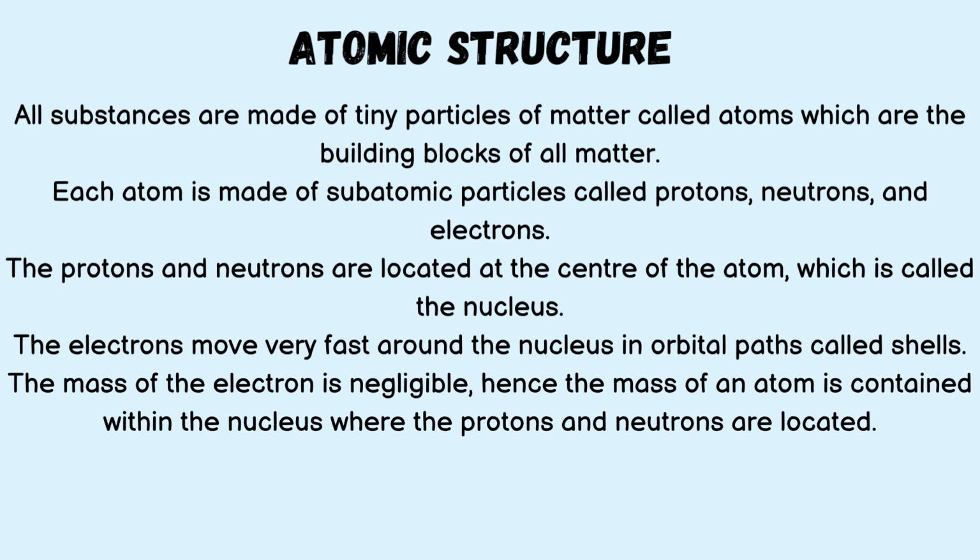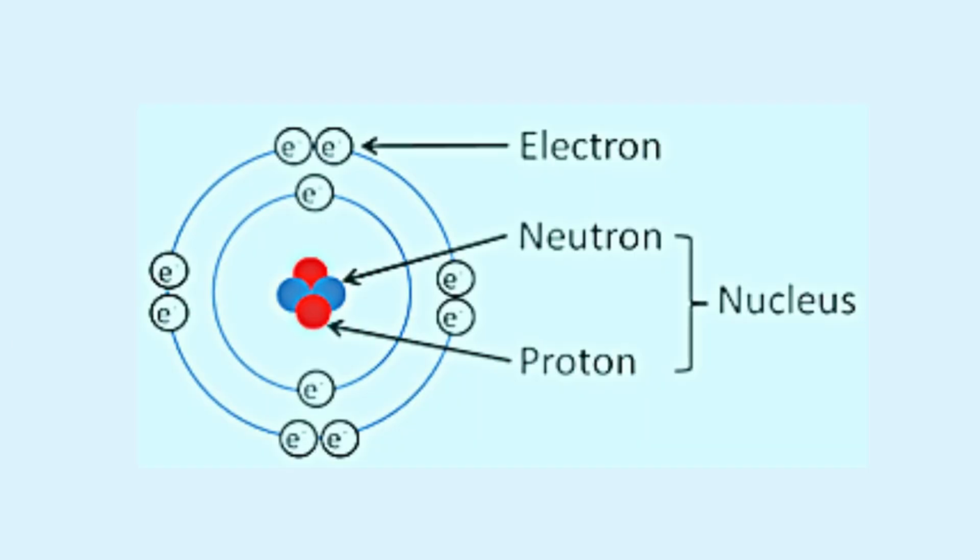The protons and neutrons are located at the center of the atom, which is called the nucleus. The electrons move very fast around the nucleus in orbital paths called shells. The mass of the electron is negligible, hence the mass of an atom is contained within the nucleus where the protons and neutrons are located. As you can see here, neutrons and protons are inside the nucleus and electrons around the nucleus.